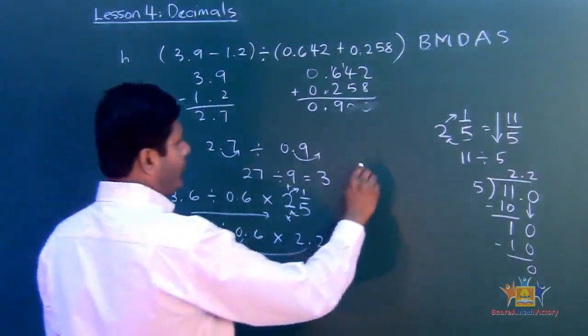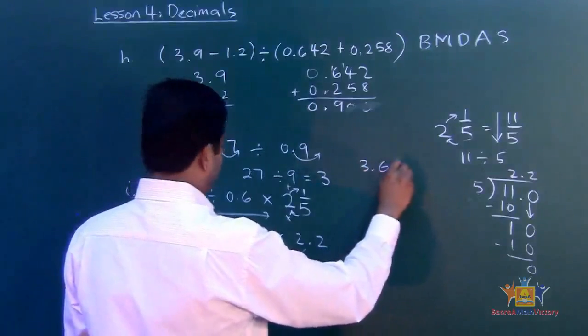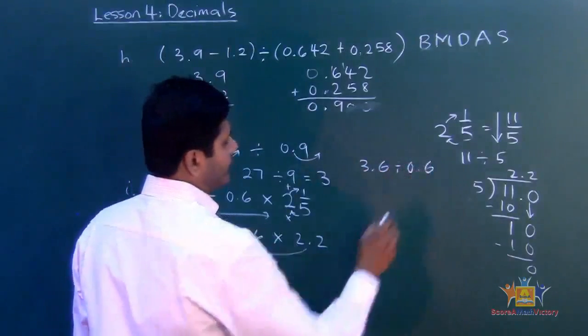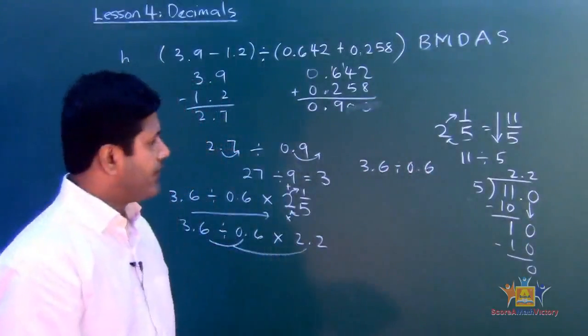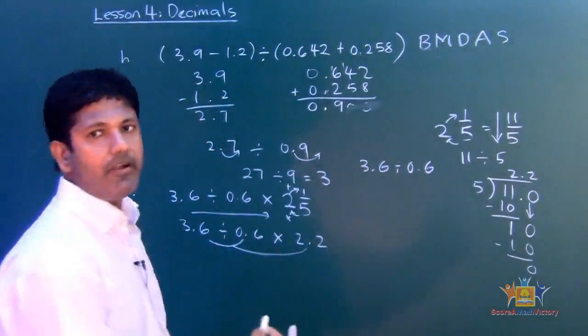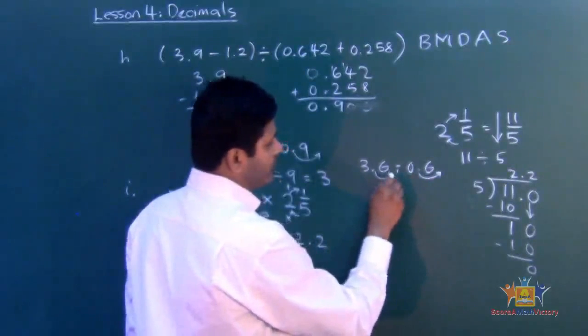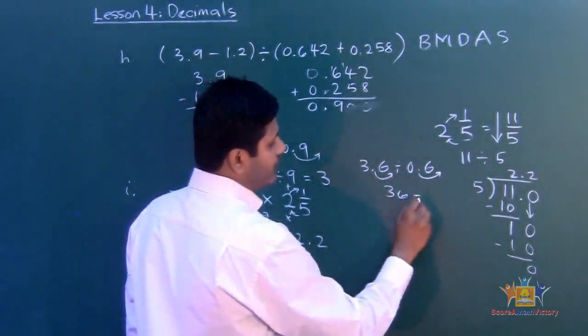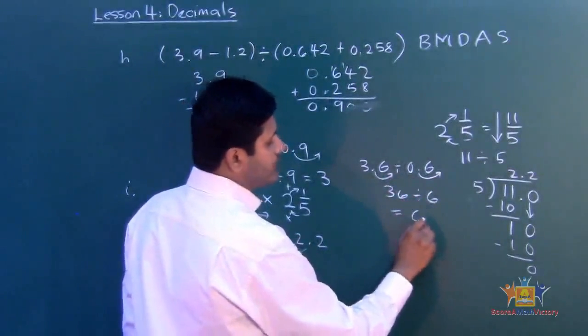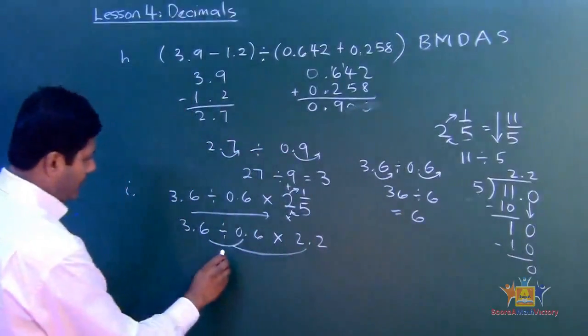So we got 3.6 divided by 0.6. So the divisor is a decimal, and I want to get rid of that decimal. Forget it method. Okay, so I'm going to remove that. That means I have to remove this one also. It becomes 36 divided by 6. That gives me 6. Okay, so this one becomes 6.